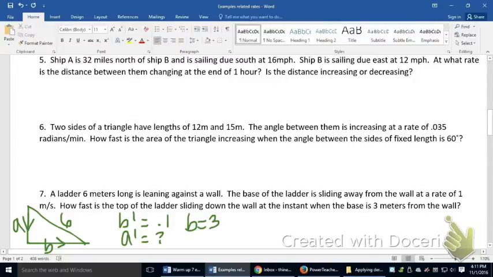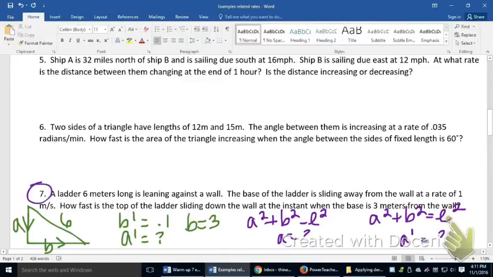So we do this problem very similarly. You're going to do A squared plus B squared equals L squared, or 6 squared. You're going to go ahead and figure out what A is. Then you're going to do the A squared plus B squared equals L squared. You're going to find the derivatives, and then you're going to solve for A prime. I'm going to leave this one to you since I went ahead and set it up, and that'll be one of your try problems.